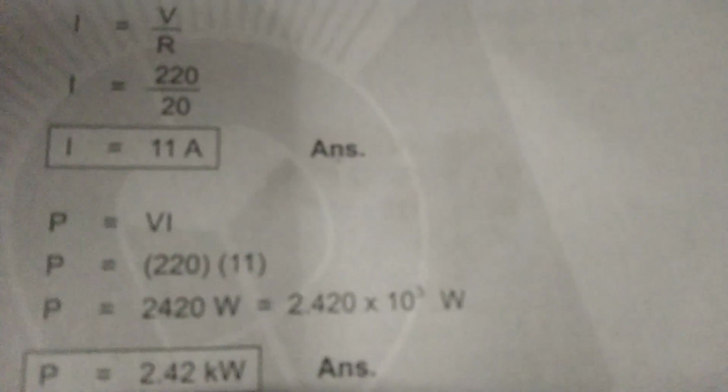But here we also have to find the power. P is equal to VI is the formula for it. P is equal to 220 times 11. After multiplying, we got the answer 2420. Changing into a power of ten, the power will be 2.420 into 10 power 3, or this is in kilowatt, because 10 power 3 is kilo. Now this is a simple and easy problem done by us.